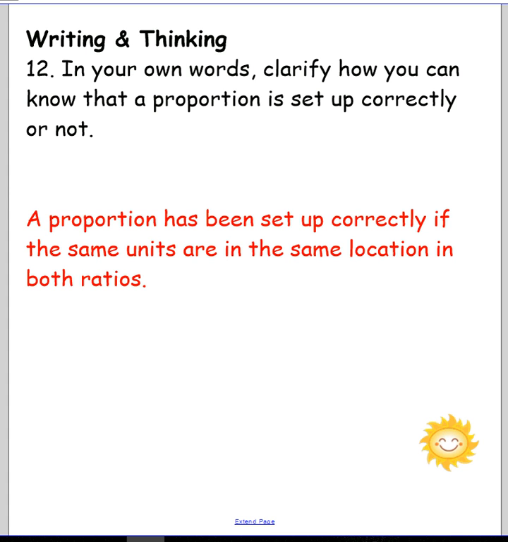The way I explained it is a proportion has been set up correctly if the same units are in the same location in both ratios. So for example, with our cement example, I had cement is to gravel as cement is to gravel. So cement was in the top of my proportions or the numerators, and the gravel information was in the denominator and the bottom portion of my proportions.